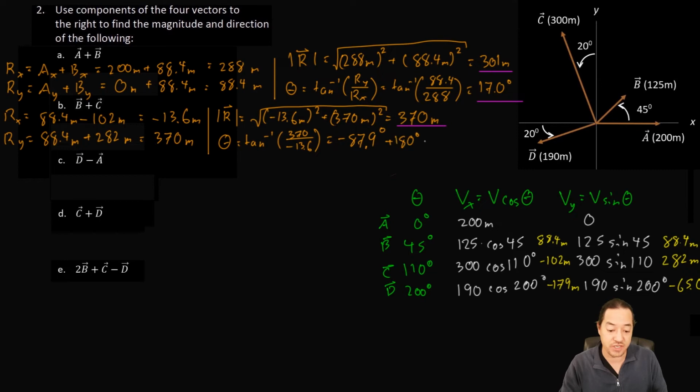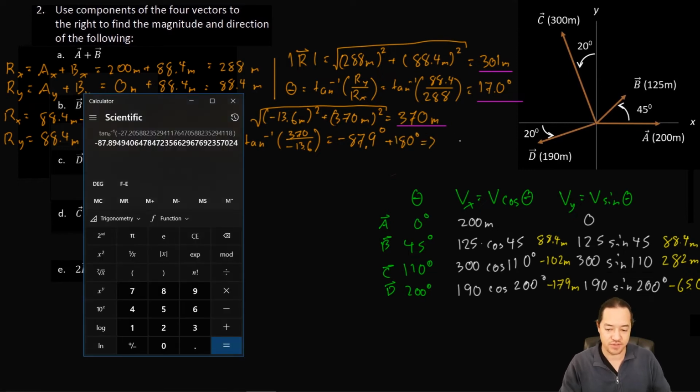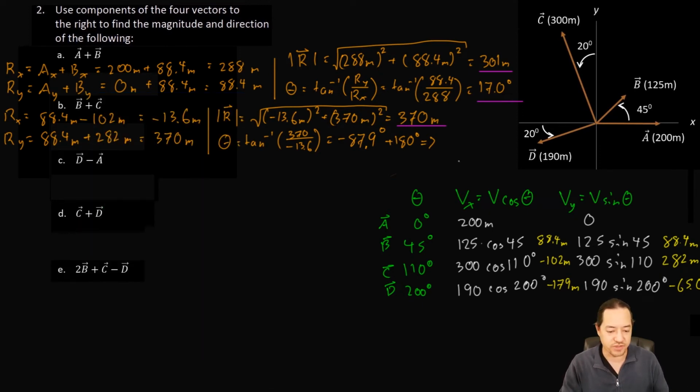This is where the sketch basically saves us. So we're going to add 180 degrees, and we're going to get an answer of 92.1 degrees. That is going to be the correct answer here for the angle in part B. All right, let's look at part C.